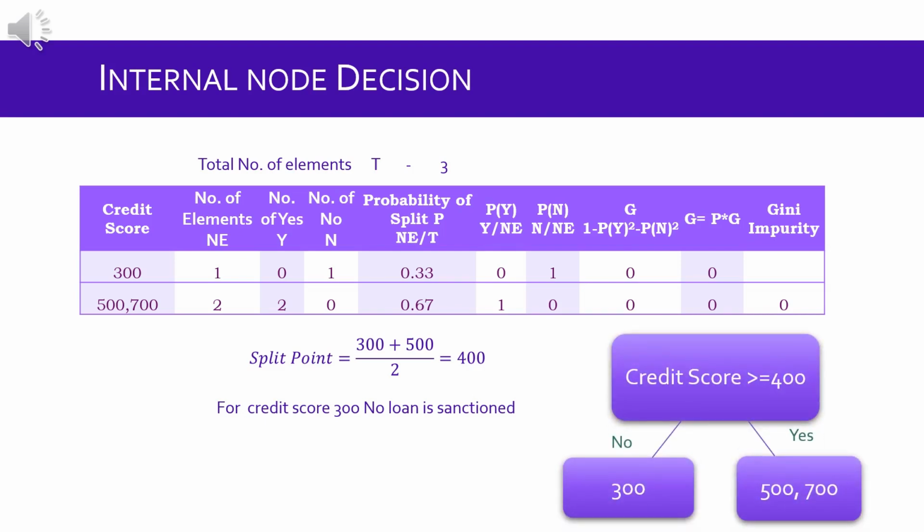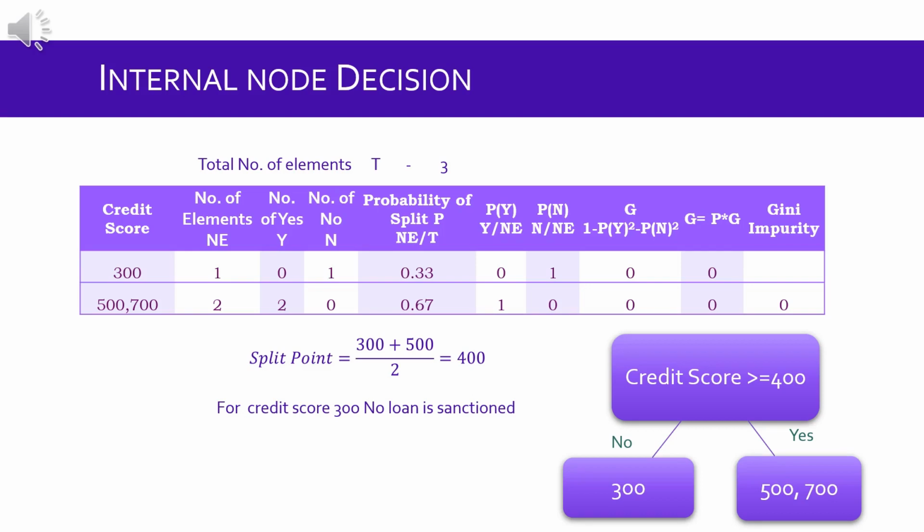At the parent node, the decision to be made is whether the credit score is greater than or equal to 400. Accordingly, it is split into subsets. Loan application is rejected for all the elements in the first subset. Hence, it is a leaf node.